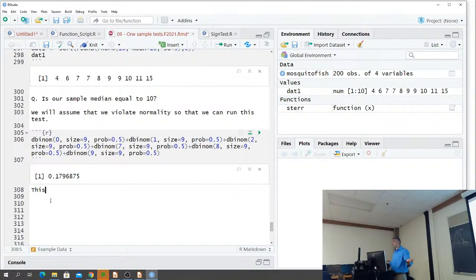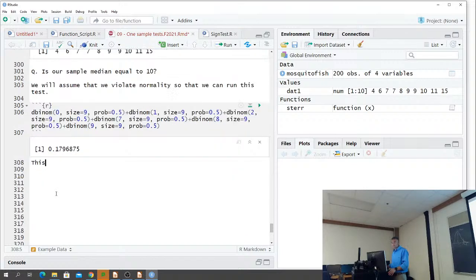Which means getting 2 out of 9 is well within our possibility of randomness. So this p-value suggests that our median is equal to 10, or at least we don't have enough evidence to reject that hypothesis.